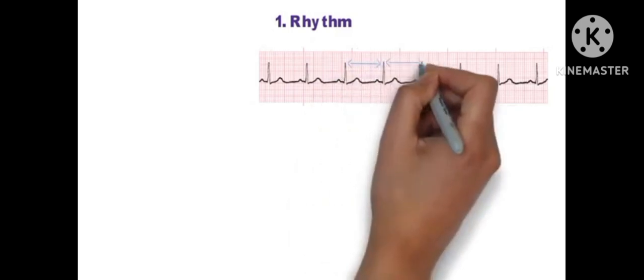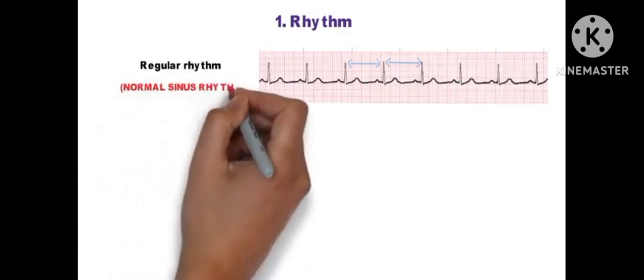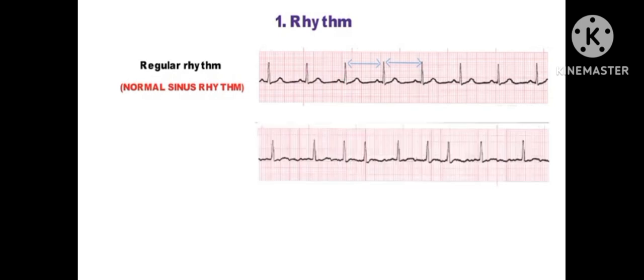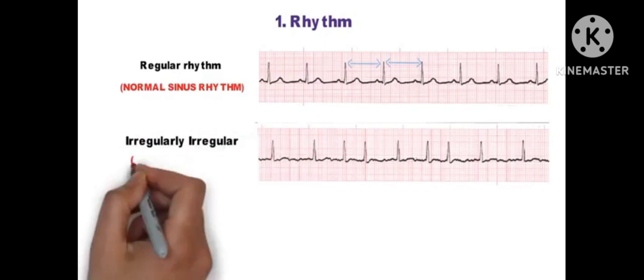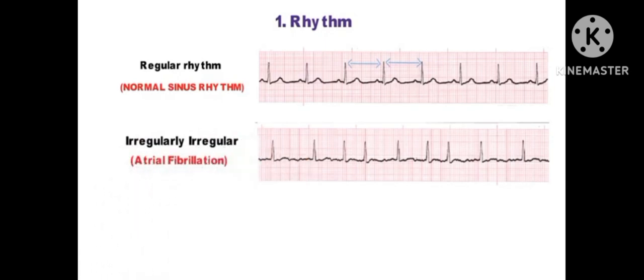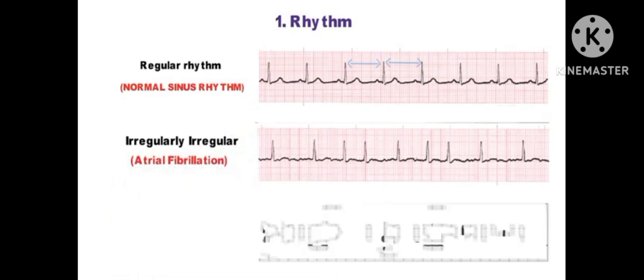Now step 1 is rhythm. To check the rhythm, we check the RR interval. As in this ECG, RR intervals are equal and there is a P wave before every QRS complex, so this is a normal sinus rhythm. In this second ECG, as you can see, the RR interval is not equal at any time and there is no identifiable P wave. The rhythm is irregularly irregular, which occurs most commonly in atrial fibrillation.